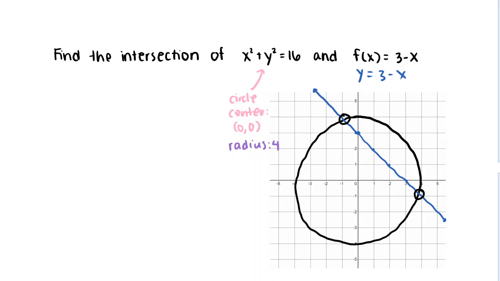So we can use substitution here to take our expression for y, right? y is equivalent to 3 minus x, and to solve the system of equations, we input 3 minus x for y into this other equation, right? So here we can solve this system: x squared plus y squared. Well, y is the same as 3 minus x.